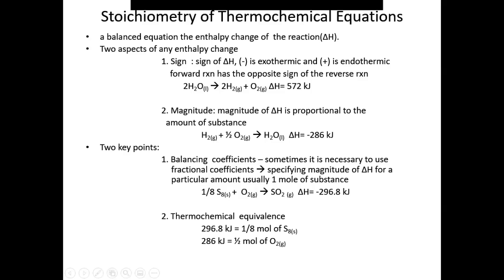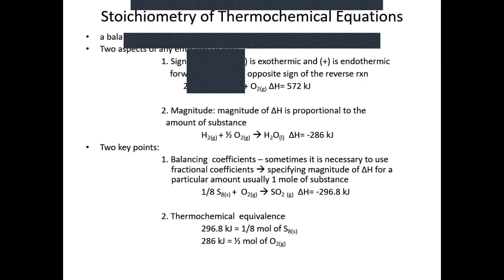So today we'll start off by talking about the stoichiometry of thermochemical equations. So again, when you look at a thermochemical equation, you need to make sure it's a balanced equation, because in order to get the right mole-to-mole ratios, you need to have a balanced chemical equation. So that's the first step you need to do.